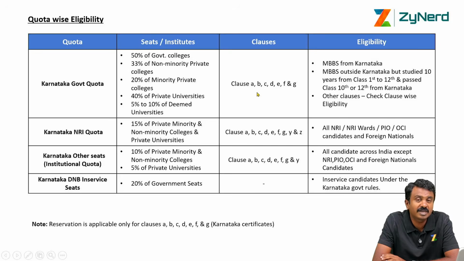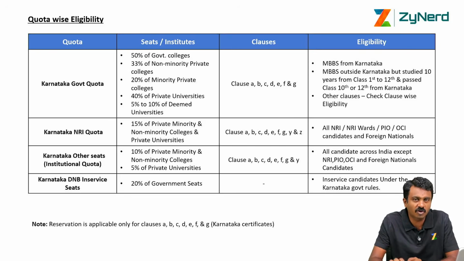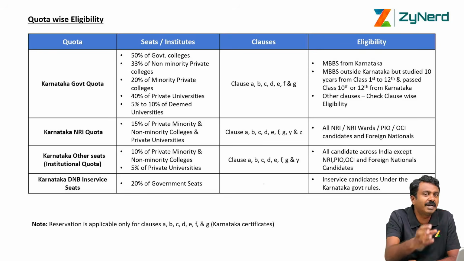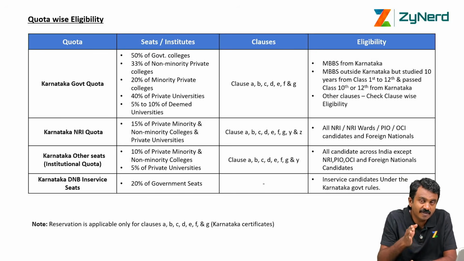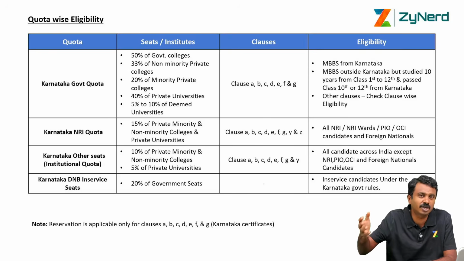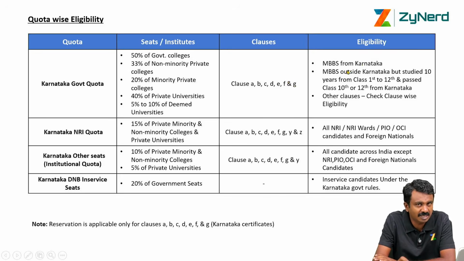Which classes are eligible? When you apply to Karnataka, you apply under a particular class. What are the classes? Different classes are there: A, B, C, D, E, F, G, Y and Z. If you are eligible for a particular class, you apply under that class, and that class will give you eligibility for multiple quotas. That is how Karnataka counseling needs to be approached. I belong to a particular class. That class gives me eligibility for different quotas. Now, for Karnataka government quota, classes A, B, C, D, E, F, G are eligible. We will look at the classes later, through a separate video, like we said in the info guide.